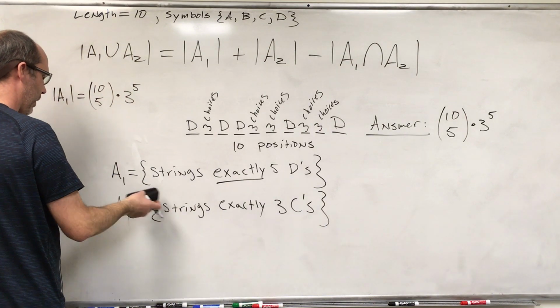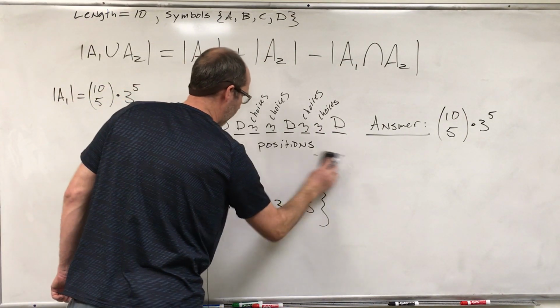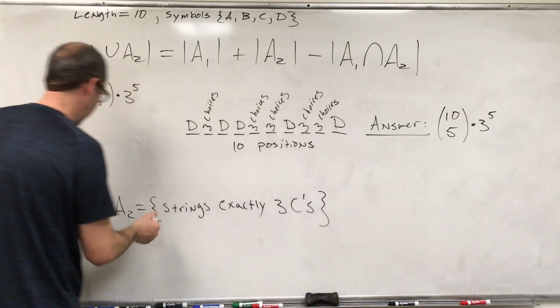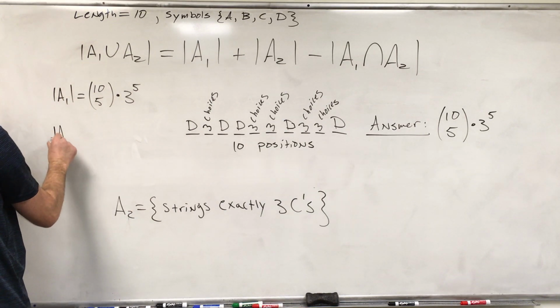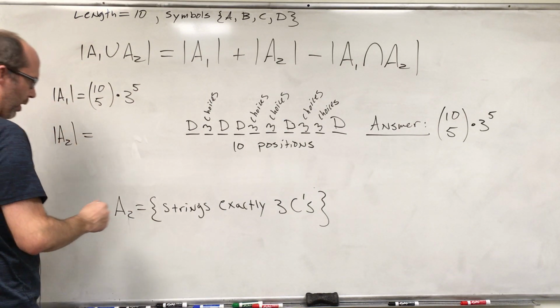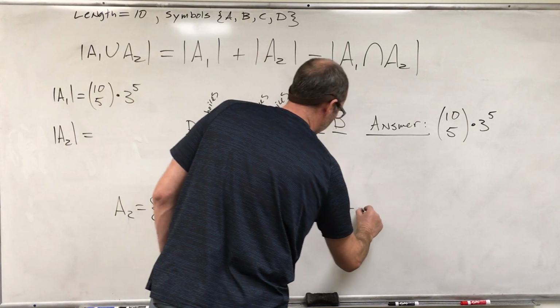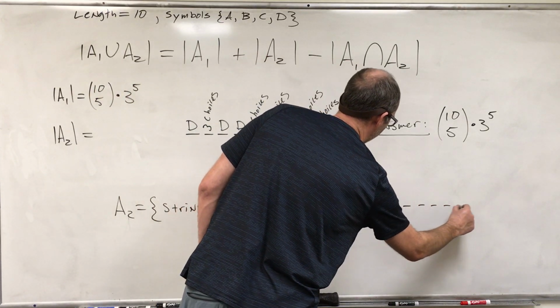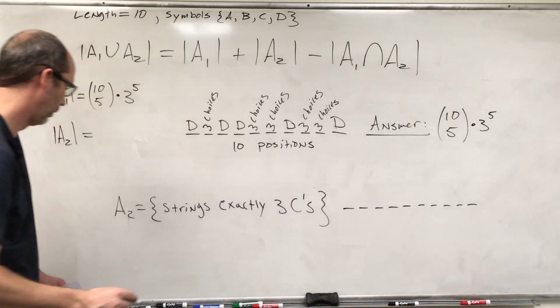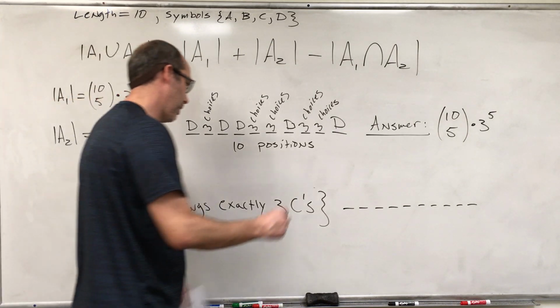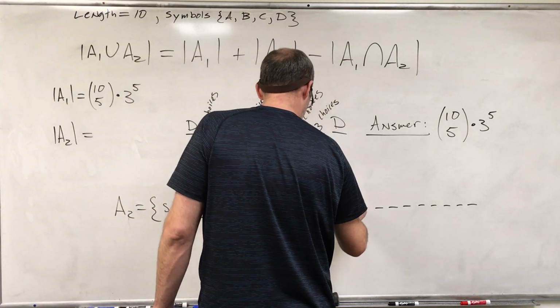Now we'll play the exact same game with the cardinality of A2. For the cardinality of A2, we have 1, 2, 3, 4, 5, 6, 7, 8, 9, 10 positions. Exactly 3 of them are Cs, so we choose 3 Cs.